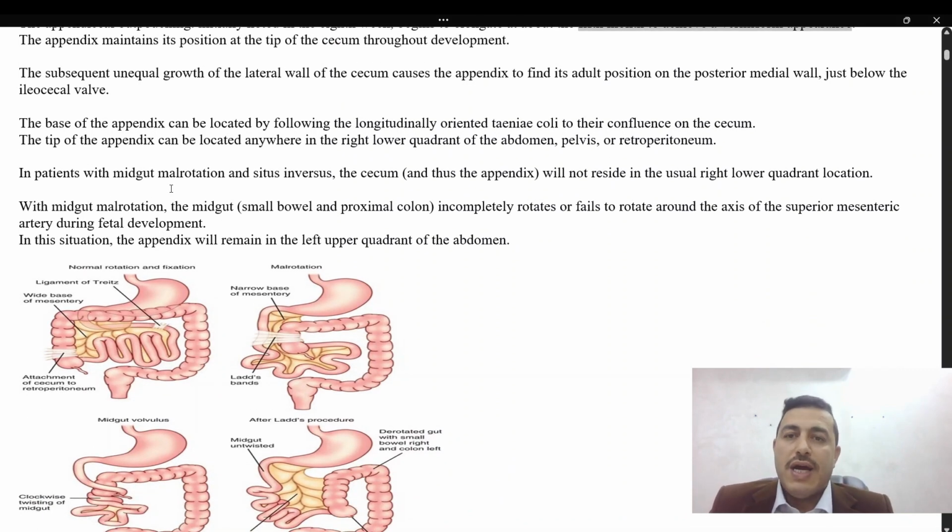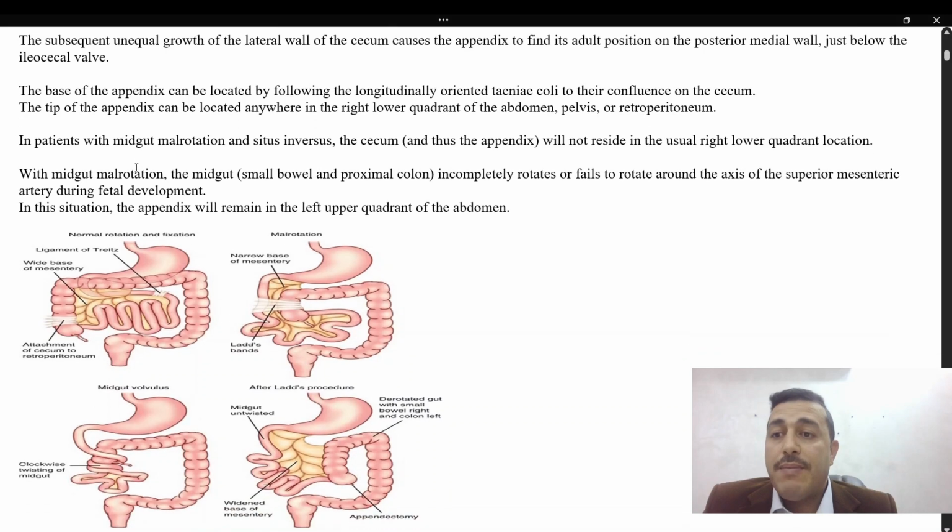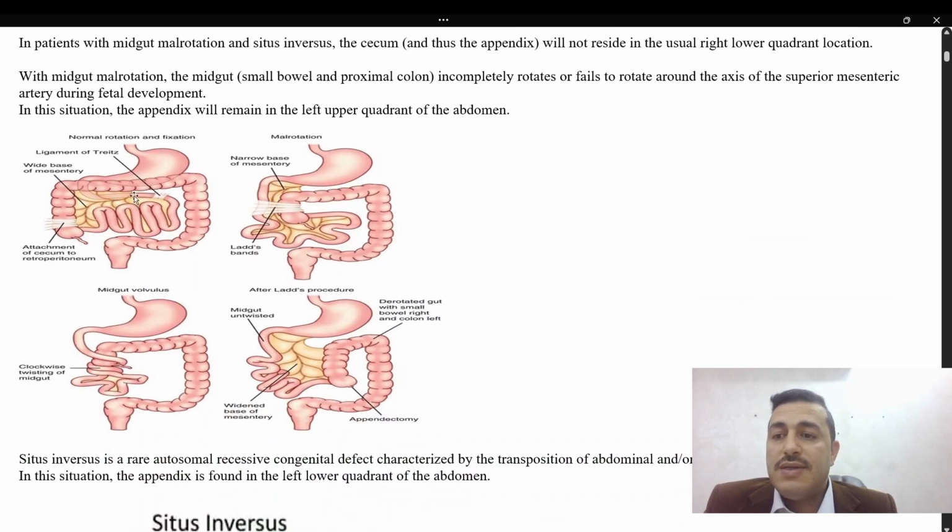Regarding the embryology and the disorder in the embryological development, we have the malrotation and volvulus and situs inversus. For example, you can see here, this is the normal location of the appendix. It's in the right iliac fossa. Here in malrotation, it's located in the upper abdomen, and here in volvulus, it's displaced.